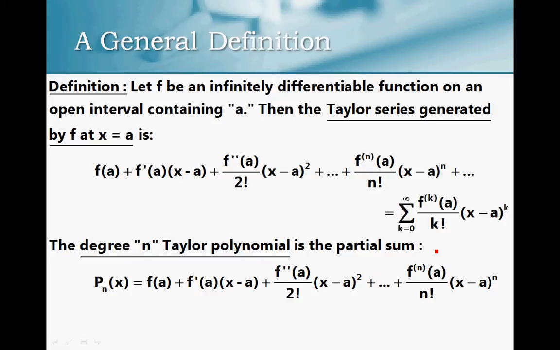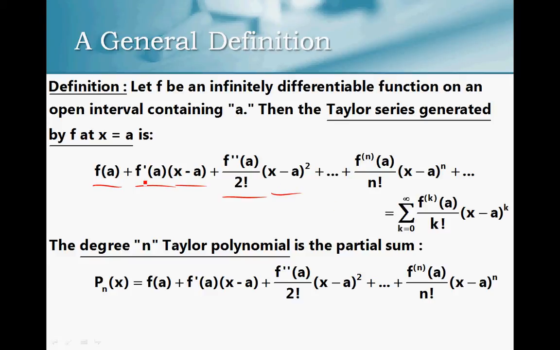It does not just apply to e to the x. We could generate Taylor series for all sorts of functions. So as long as f is an infinitely differentiable function on an open interval, so basically as long as you have a function that you can keep taking derivatives of, because remember the Taylor series was found using derivatives, and if we're centering our Taylor series at x equals a, then the Taylor series generated by f at x equals a is f of a plus f prime of a times x minus a plus f double prime of a over 2 factorial times x minus a quantity squared.